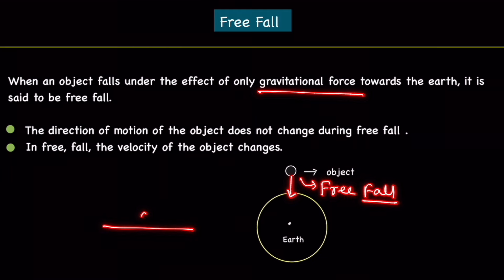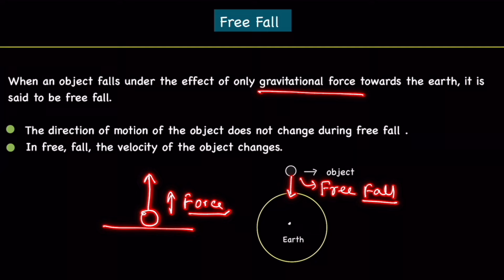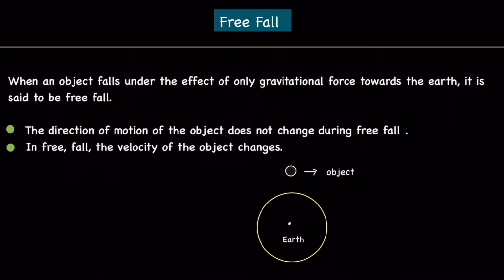But when we throw any ball upward, it means away from the surface of the earth. So it is not considered free fall. Why? Because we are applying a force on the body. So this force is not a gravitational force. So it is not considered a free fall. I hope you understood this part properly.